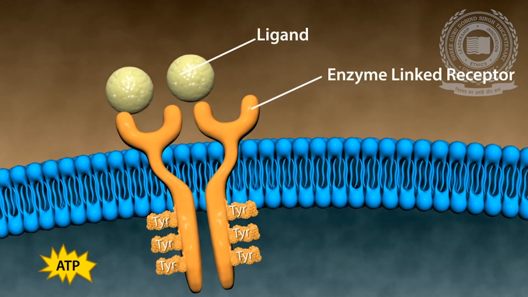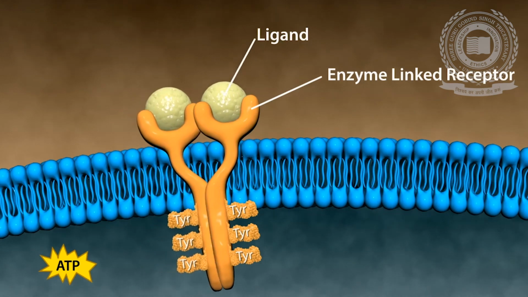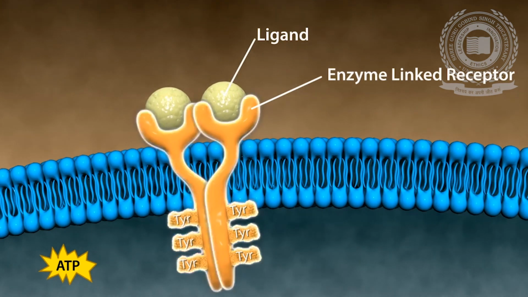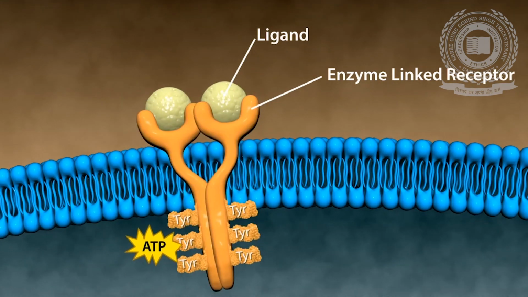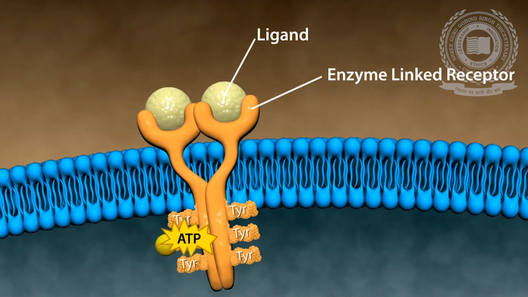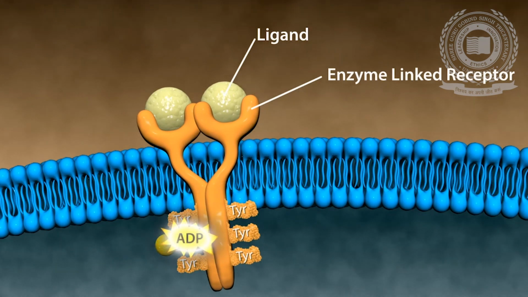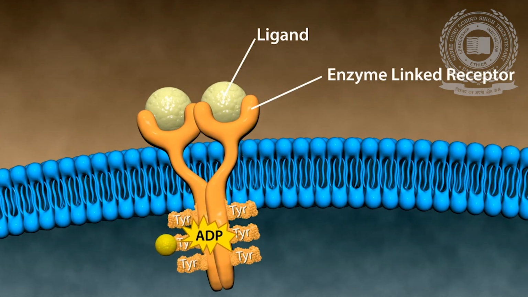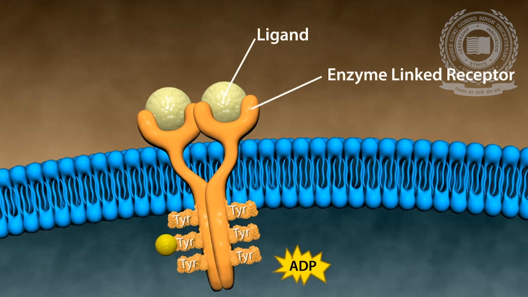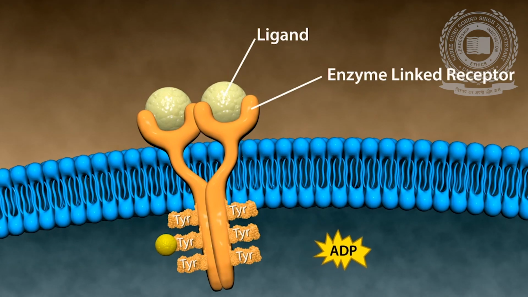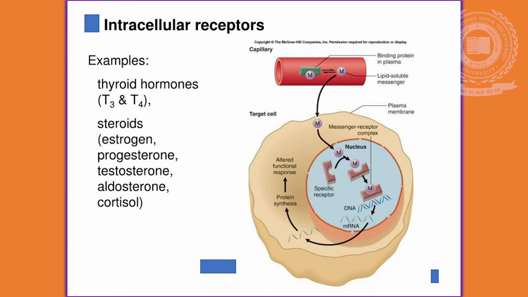The binding of the ligand induces dimerization of the receptor, which activates its tyrosine kinase activity through autophosphorylation and phosphorylates other intracellular enzymes sequentially. The phosphorylation status of the enzyme may result in activation or inactivation, resulting in various cellular responses. Finally, the last type of receptor is what we call intracellular receptors.